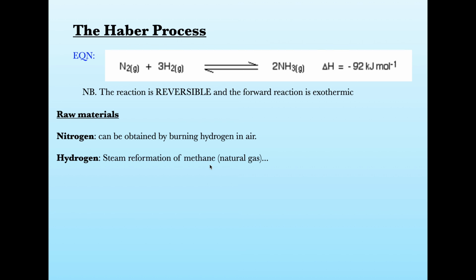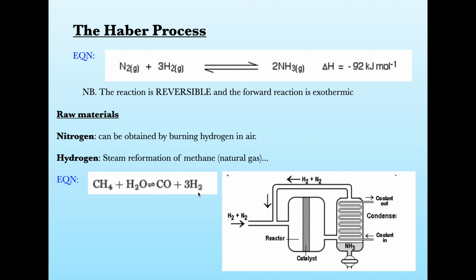So we take methane, natural gas, and we heat it with steam, and what happens is the methane reforms to give carbon monoxide and lots of hydrogen. Okay, and this hydrogen, we can use it in the Haber process. So methane, natural gas, gives us the hydrogen for the Haber process.